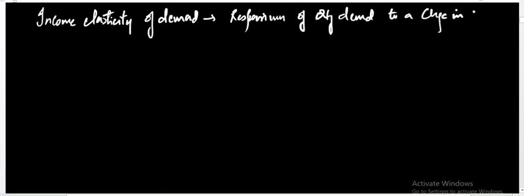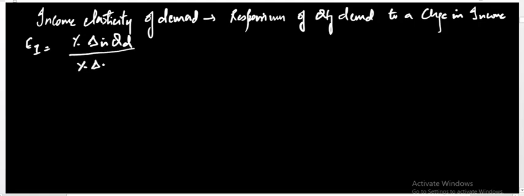Income elasticity of demand says the responsiveness of quantity demanded to a change in income. So very simple, it says that elasticity of income is equal to percentage change in quantity demanded divided by percentage change in income. So we can also write it as the change in quantity demanded to the change in income. Income is represented by Y, that into Y by Q.